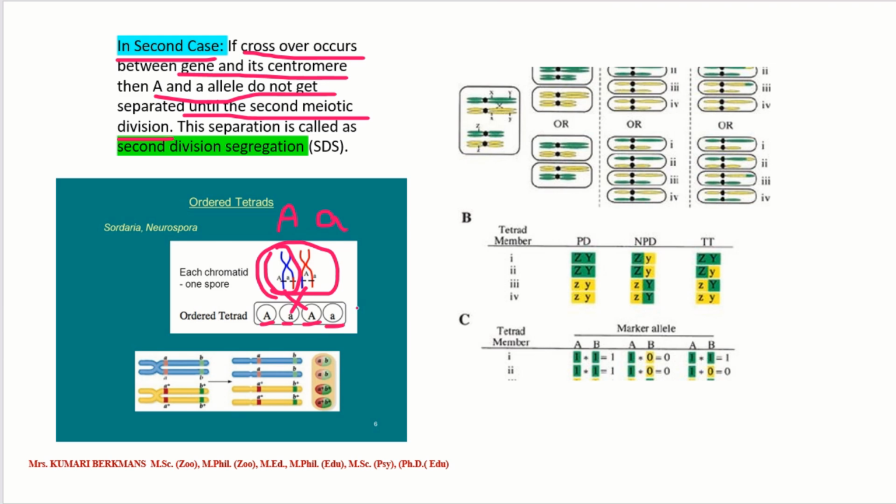So it is called an ordered tetrad, and this division is called second division segregation. Okay, SDS, FDS and SDS. FDS in the sense first division segregation, SDS in the sense second division segregation. See, if the crossing over occurs, this may be in this pattern, or in this pattern, or in this pattern.